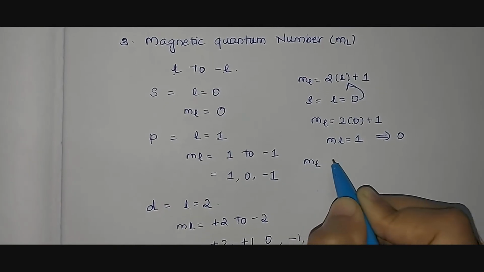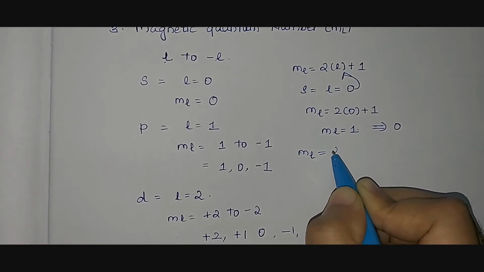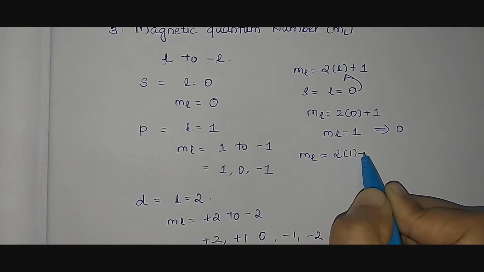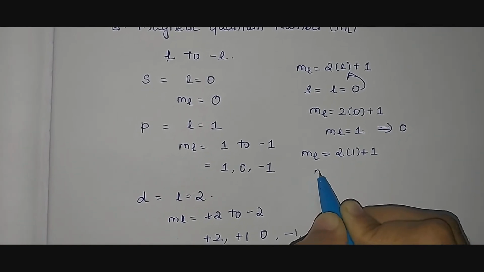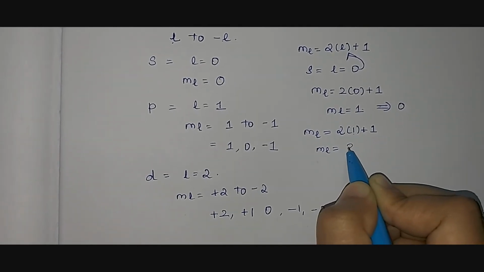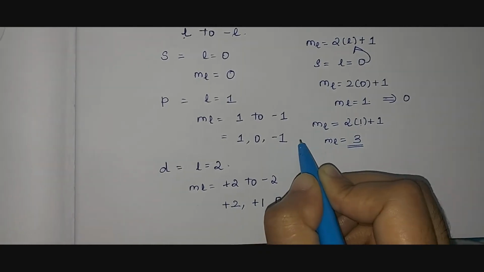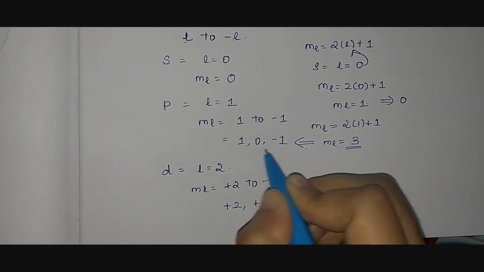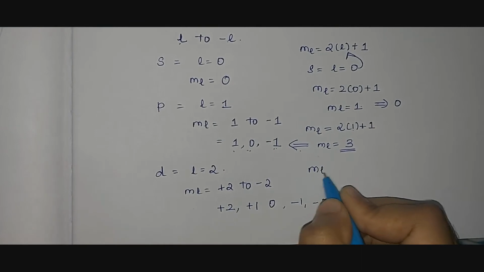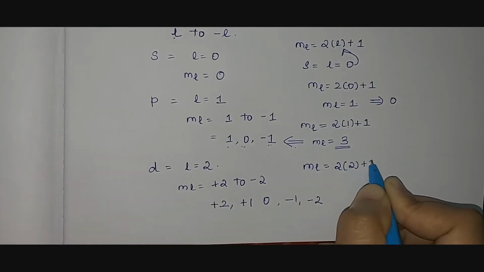Similarly, for p orbital, we know that L value is equal to 1. So substitute here 2 into 1 plus 1. So what is the value we get? 2 ones are 2, 2 plus 1, 3. So there are how many possible values? 3, and they lie in a range between what? Plus 1 to minus 1.